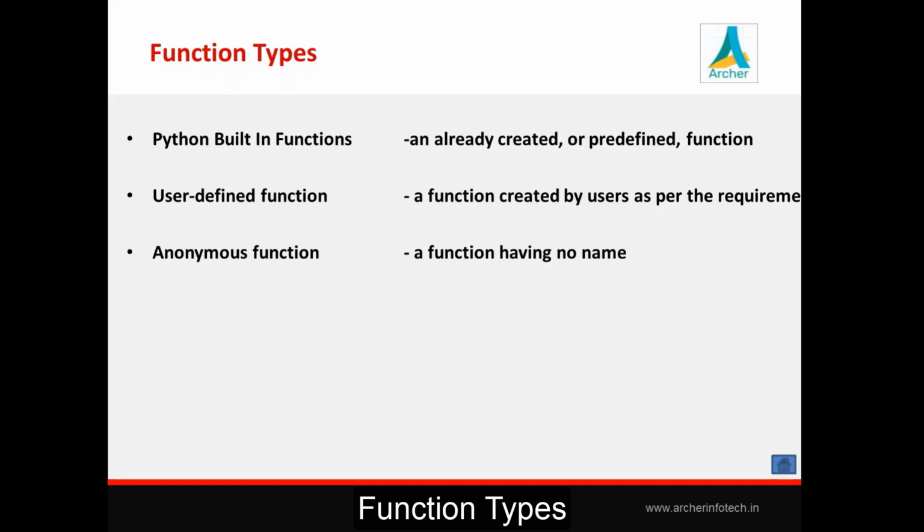The second one is the user defined function. That is our main focus right now. It is a function designed and defined by the user as per the requirement. And the last one is the anonymous function, a function without a name, which we can also call a lambda function. The anonymous function is one very interesting feature in Python, used to define a function without a name. So we'll first see user defined functions, how we can write our own functions in a program.